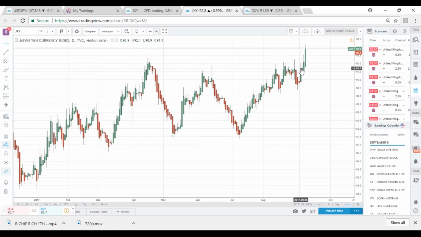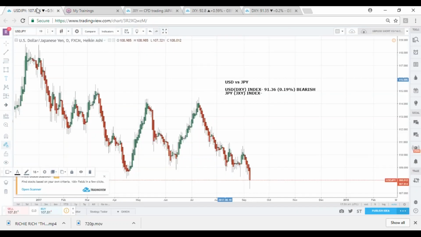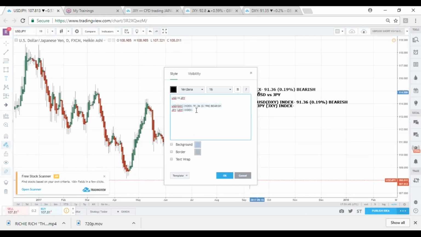I don't care if the market went down to 106.33. None of that matters at all. You got to pay attention to what the index is telling you because you can easily get tricked without knowing these facts. So we got the Japanese yen index is currently at 92.8. It's up 0.59%. So that's another trade that's up, that has a true trend that it is following, and it's bullish.